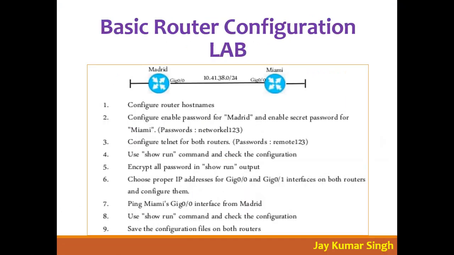Now these are some basic configurations of the router. You see, we have configured the hostname, right? After that we have configured the secret password and enable password. Telnet we'll do later. Then we have checked some router configuration with the help of the show command, right? Then we have encrypted all passwords with the help of service password encryption. Then IP configuration we'll check slowly.